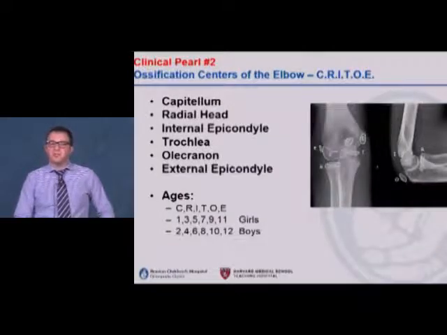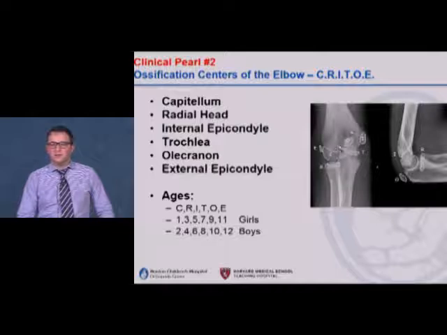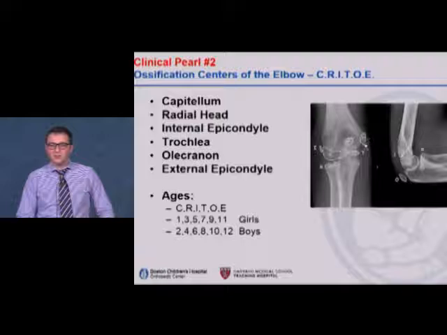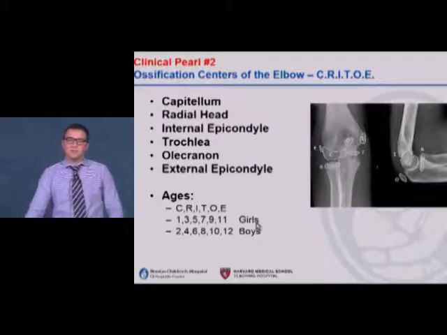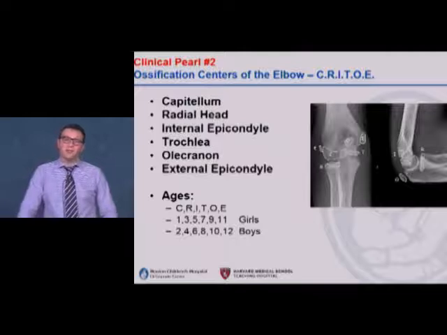Clinical pearl number 2 is going over the ossification centers around the elbow. And when you think about these, you can think about the acronym CRITOE, which stands for capitellum, which is here, radial head, which is here, internal epicondyle, which is here, trochlea, olecranon, and external epicondyle. And the beauty of this is that this tells you when these ossification centers form. And down here you can see there's a slight difference between girls and boys just based on skeletal maturity, but they start either at age 1 or 2, and every 2 years a new ossification center forms.